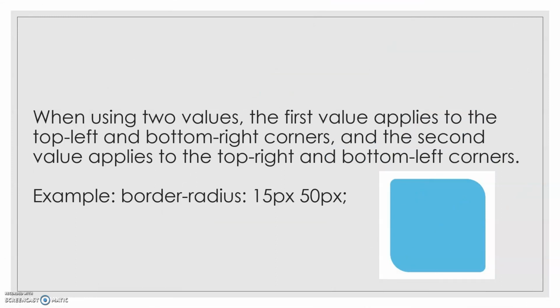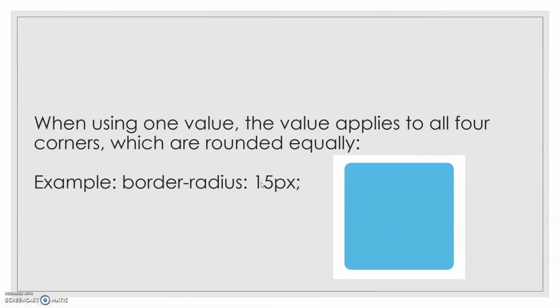Alright, so we can actually use 2 values for our corners as well. When we're using 2 values, the first value applies to the top left as well as the bottom right. And then the second value, which I've applied 50 for this one again, is going to be the top right-hand side as well as the bottom left-hand side. And so you can see that they are paired up diagonally across from each other when we use 2 values. And also we can use 1 value when it comes to our CSS corners.